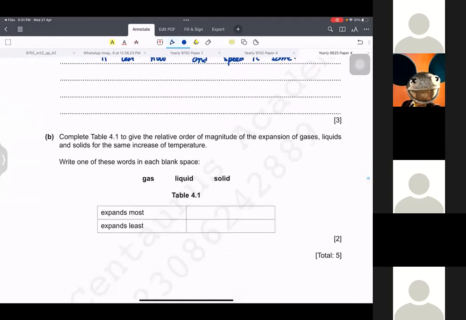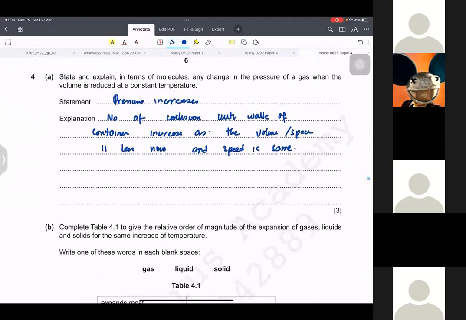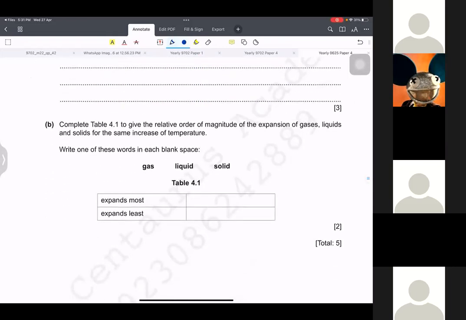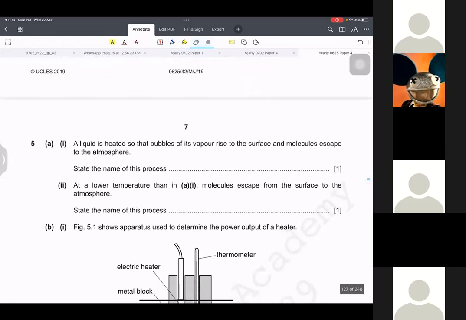Now, yes. You can mention that this is Boyle's law. You can write what? It's Boyle's law. You can't give that explanation. You have to explain what is Boyle's law then. Okay. That's not fair, right? Okay. Then, expands most gas, expands least solid. So, that's how it is.